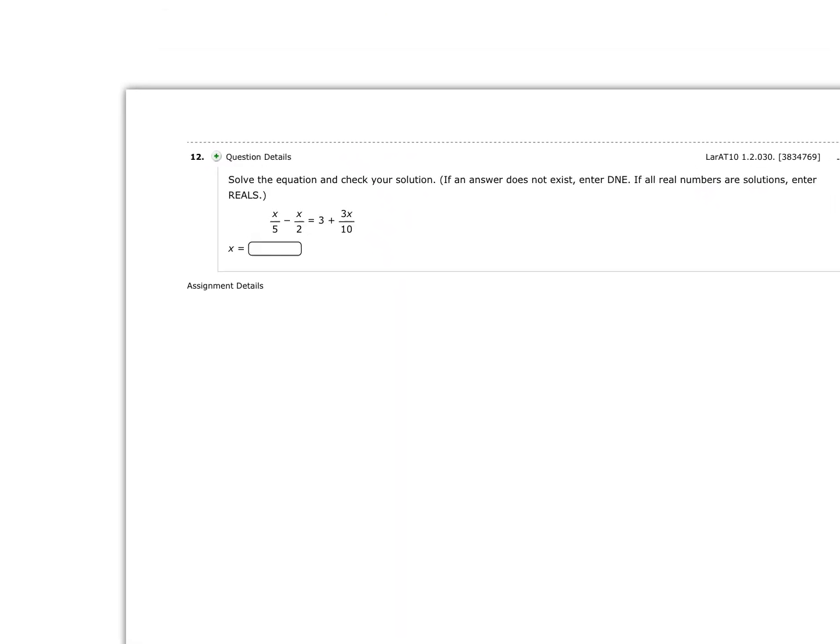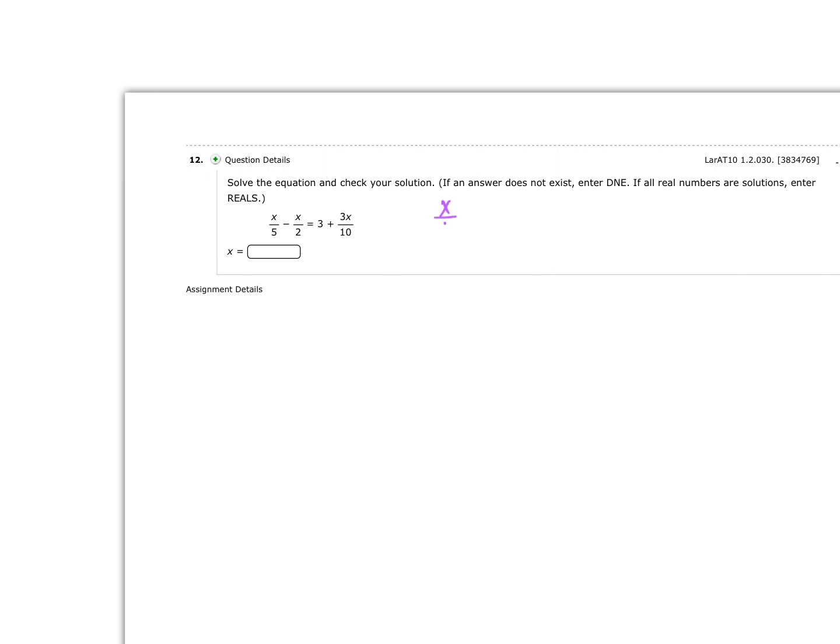And then the last one, same concept. I'm going to get x over 5 minus x over 2 equals 3 over 1 plus 3x over 10. Any whole number I get, or integer, I'm just going to put it over 1. I'm going to figure out what my least common denominator would be here, and I notice that it's 10. If I multiply every term by 10, my denominator is going to end up canceling out. It's going to leave me with a 2 there.